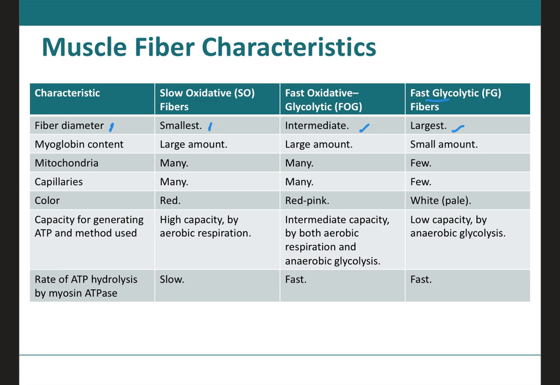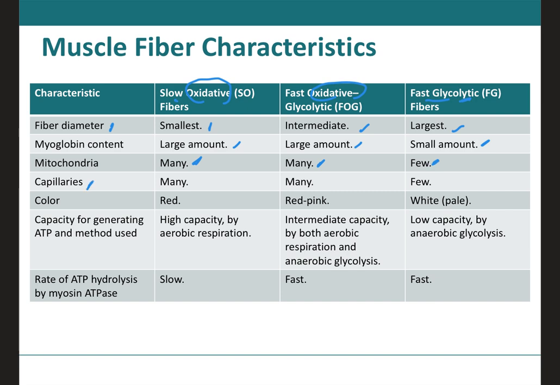Myoglobin content is going to be large where you have the oxidative fibers, independent of whether it's slow or fast, because that's the molecule that will carry the oxygen. And if you have oxidative respiration, then you need oxygen. So you're going to have large amounts in the SO and in the FOG, and then small amounts in the fast glycolytic. Same thing with mitochondria, because that's where the energy source will come from. So you're going to have many and many for the first two, and then few for the next one.